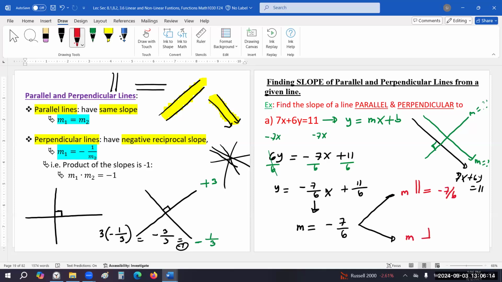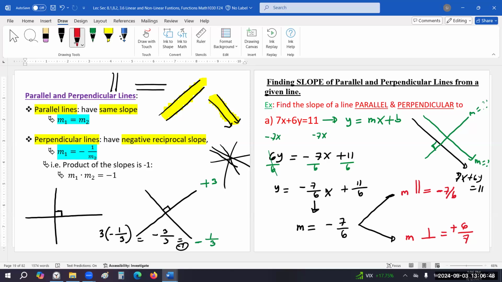And the upside down T is the symbol for perpendicular. So what is the slope of its perpendicular line? Negative turns into positive, 7 over 6 turns into 6 over 7. You don't have to put the plus sign, but I'm just showing you that they have the opposite sign. So this is negative and this is positive. They have to have opposite sign and reciprocal of their fraction.